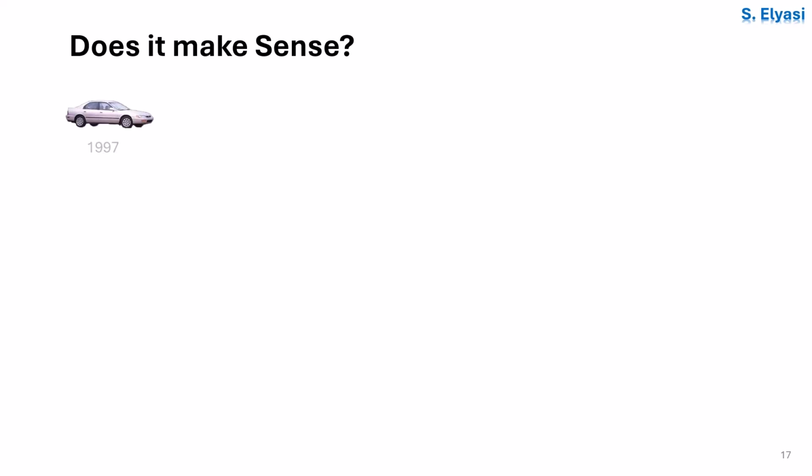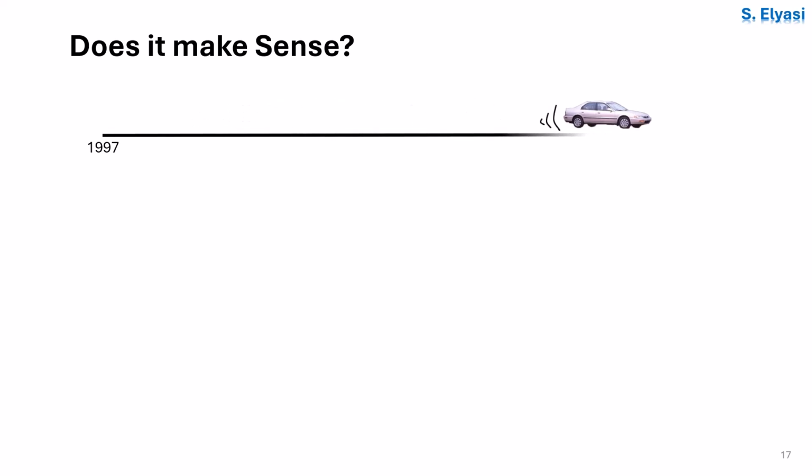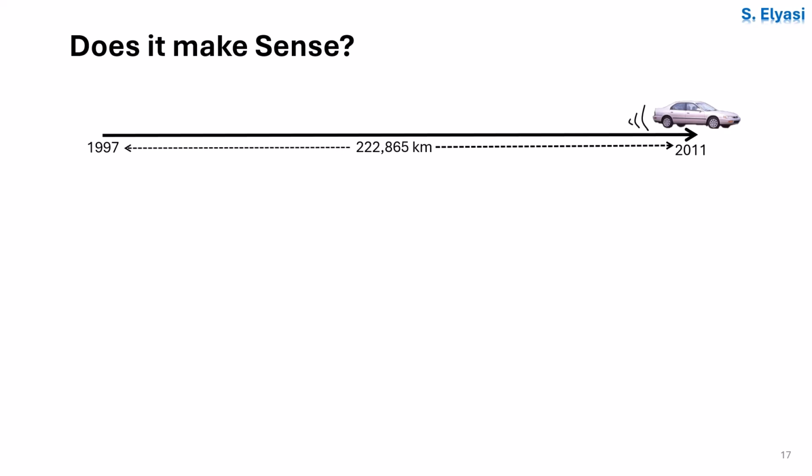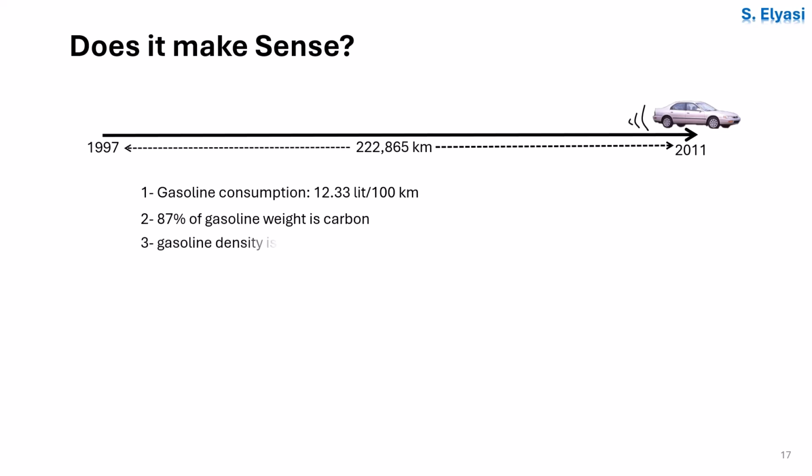Imagine an old car from 1997 that was driven until 2011, covering a total distance of 222,865 kilometers. Here's how we can estimate the carbon dioxide it produced. Assume the car's fuel consumption was 12.33 liters per 100 kilometers due to its age and inefficiency. Assume that 85% of the gasoline's weight is carbon. Consider gasoline's density to be 0.75 metric tons per cubic meter for the conversion from volume to weight.